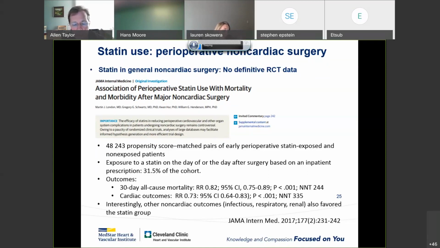Now, the numbers needed to treat on both of those are high because the overall event rates in these patients are low, so the number needed to treat exceeds 250 to 350. And as you look carefully at this study, you also see that, interestingly, there were many other non-cardiac outcomes, such as infectious outcomes, respiratory outcomes, renal outcomes of non-cardiac surgery that also favored the statin group, suggesting there may have been some residual confounding despite the propensity-matched approach. So at this time, while it's not viewed to be potentially harmful to start statins in non-cardiac surgery patients at risk, it is not proven in randomized trials and therefore not part of the guidelines.